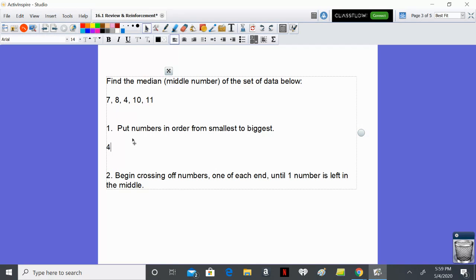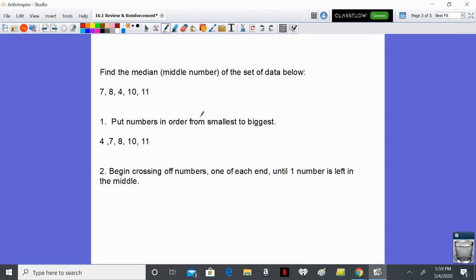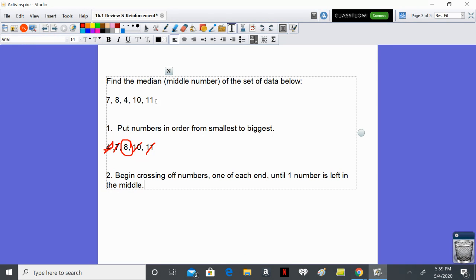My smallest number is 4. Then my next smallest is 7, then 8, then 10, and 11. So I put them in order from smallest to biggest. Then I'm going to begin crossing off numbers on each end, one off of each end, until there's one number left in the middle. So I cross off one here and on this end, this end, this end. So my median, my middle value in this set of data, is 8. So my median equals 8 in this set of data. This is my middle value.